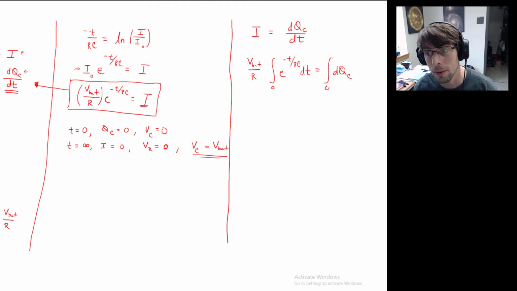Remember we said that we started off with an uncharged capacitor. And then the upper limit will just set some time interval t and some final charge q. Go ahead, solve this equation. What's the integral of e to the negative t over RC?